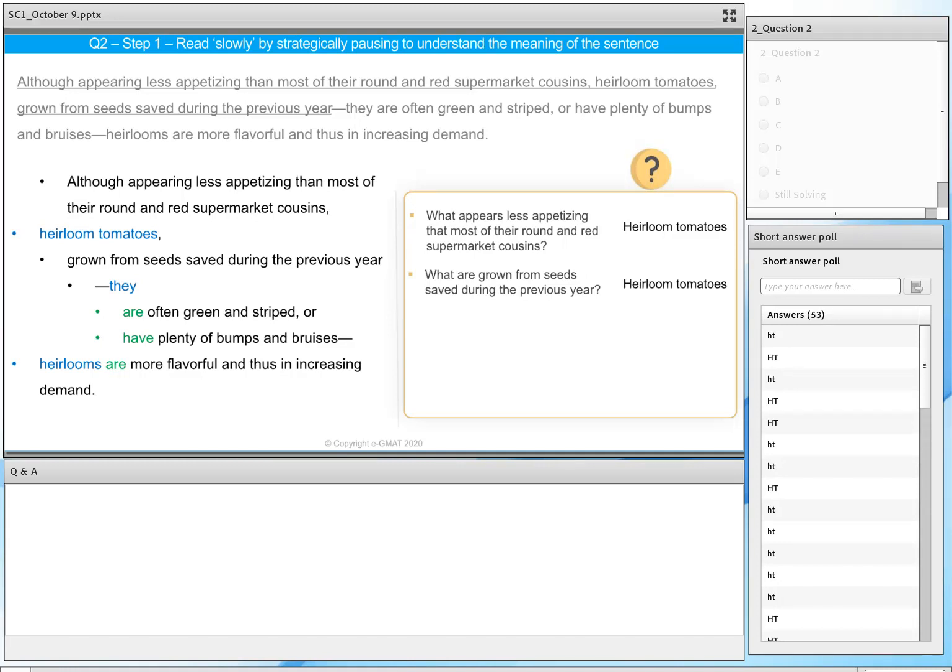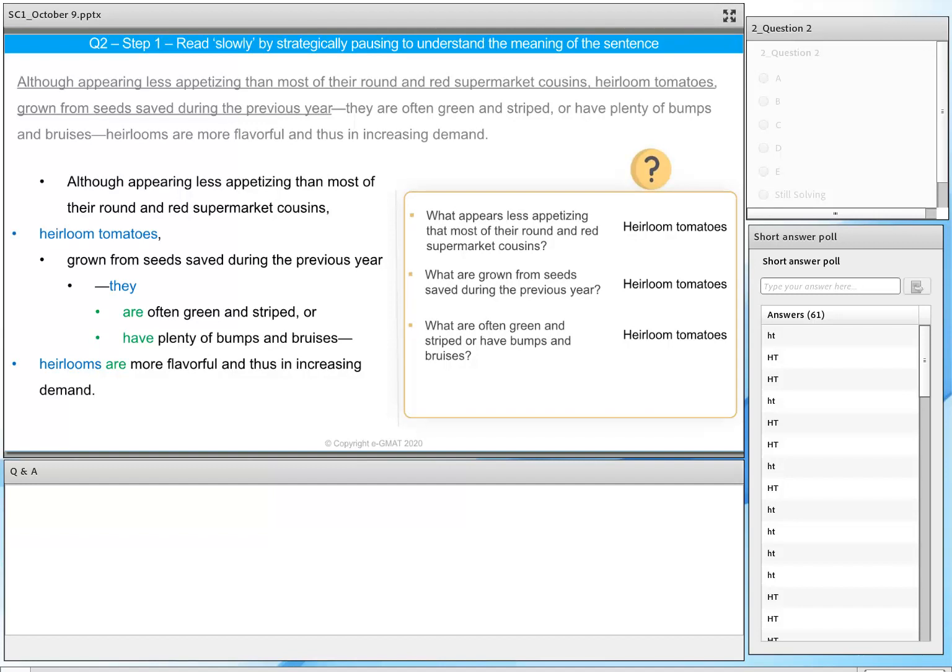Okay. Let's move on to our next question, and I'm going to clear my answers over here. My next question is, what are green and striped or have lots of bumps and bruises? Of course, heirloom tomatoes, because the supermarket cousins are round and red. What is green and bumpy or striped are the heirloom tomatoes. Make a note of all these questions and answers that we are participating in right now, okay?